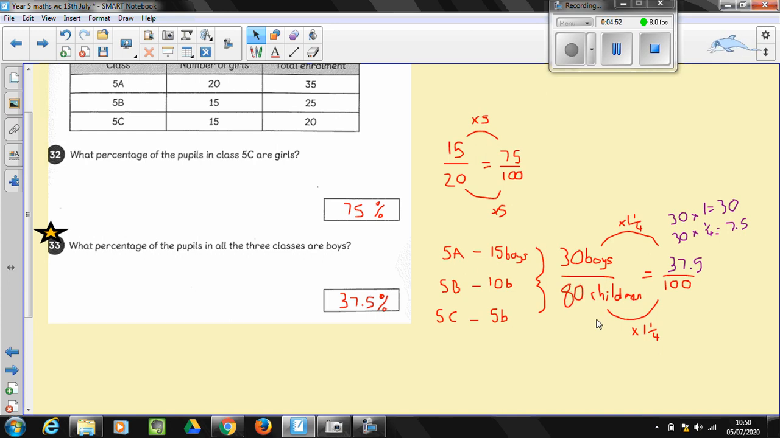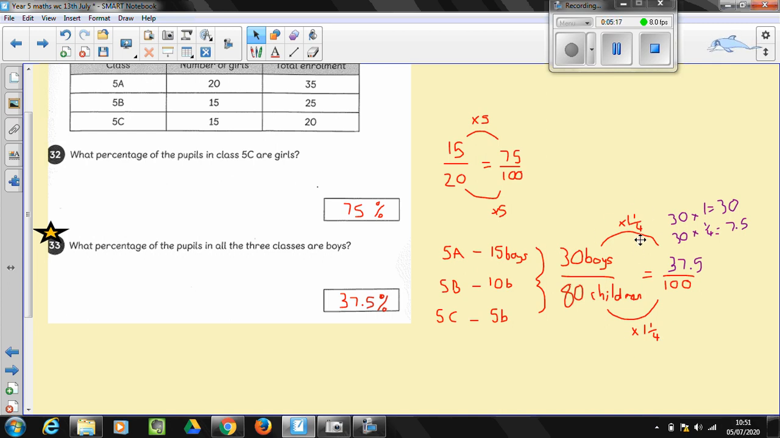This is where it got tricky, because I wanted it to be out of 100 to work out my percentage. But there's not an easy way to turn 80 into 100. I thought I'd need one lot of 80, and then I'd need another 20, and 20 is a quarter of 80, so I'd need to times it by 1 1/4 to get to 100. I did the same to the top.